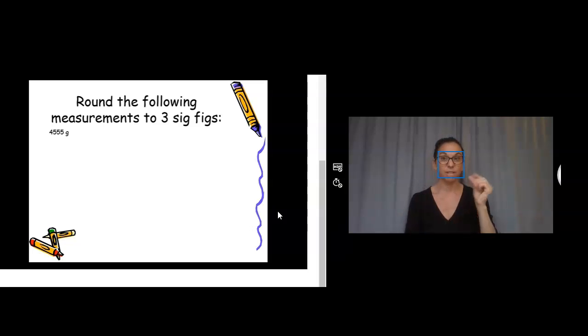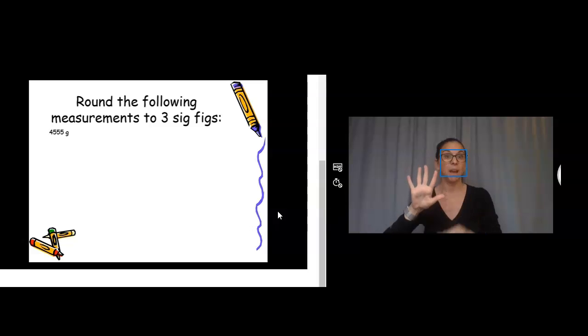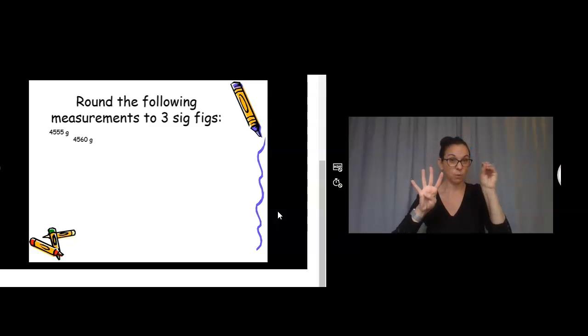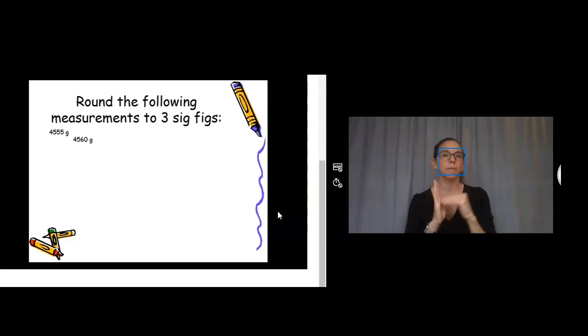4,555 grams. Okay, that has 4 significant digits, and we want to round it to 3. So to do that, we would keep the 4, keep the first 5, and then round that second 5. And because of the 5, we would round it up. So this would become 456. And because the 4 is in the thousands place, we need to maintain that. So we wouldn't just drop that final digit. We would actually add that insignificant 0 at the end. So this would be 4,560 grams, with that 0 being an insignificant 0.